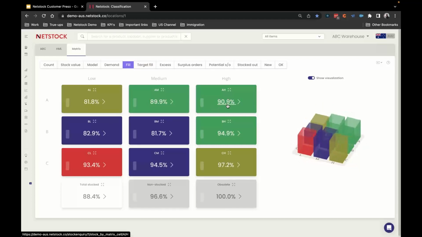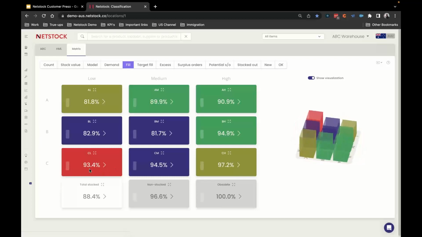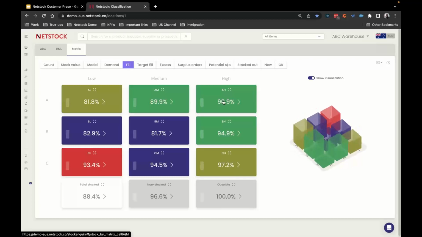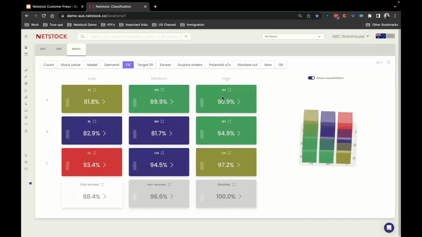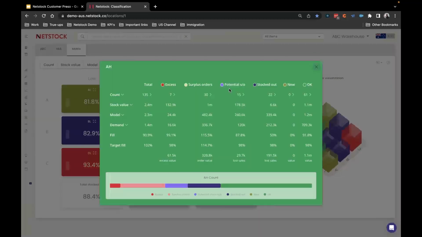The fill rates, and we can see over there, only 90% over here, 97, 93 over there against a target of 90, so they're quite high over there. And if we want to analyze those items within those blocks as well, we can have a look and see, of those 135, how much is in excess, how much is in surplus.